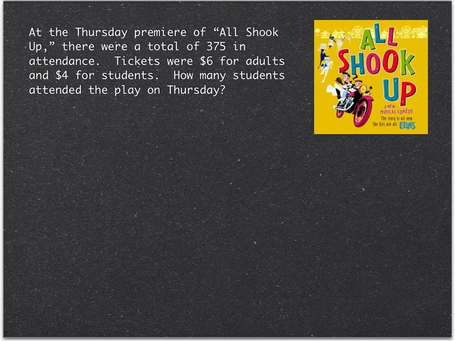So believe it or not, you can figure out an answer to this. I just have to dig out my solution here a bit. So we can write two equations for this, and the first one would be, let me just change colors here slightly. First one, we know there is a total of 375 people in attendance, so we're going to say x plus y equals 375. And x could represent the adults and y could represent the students.